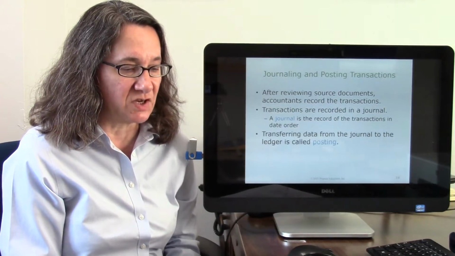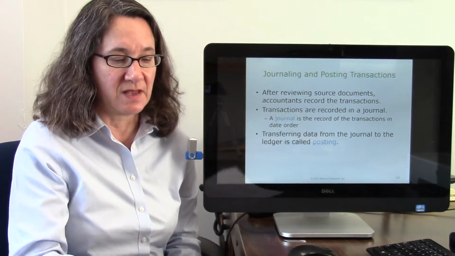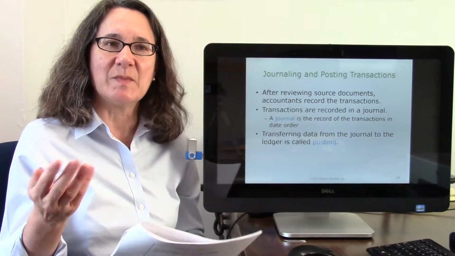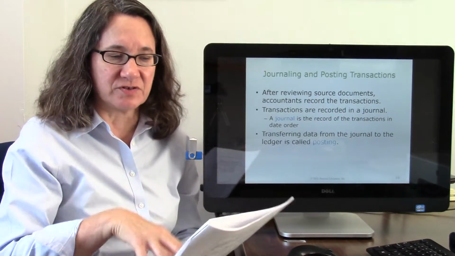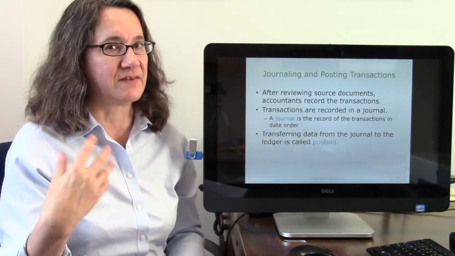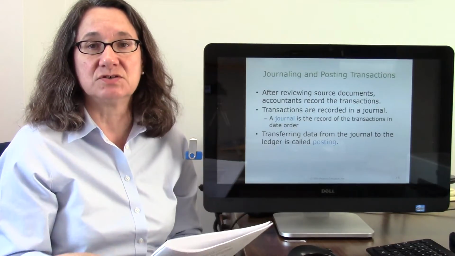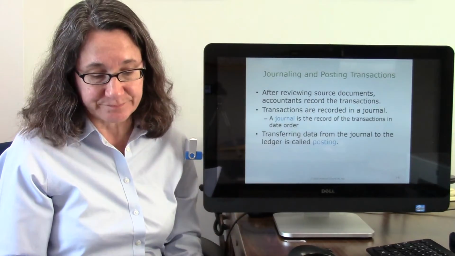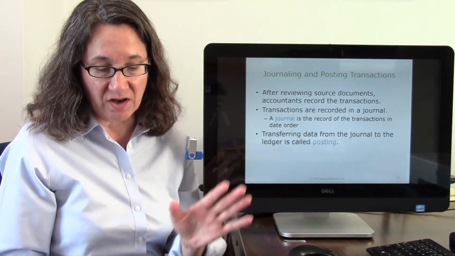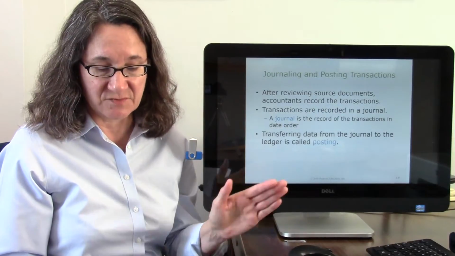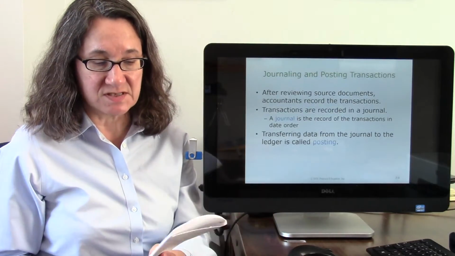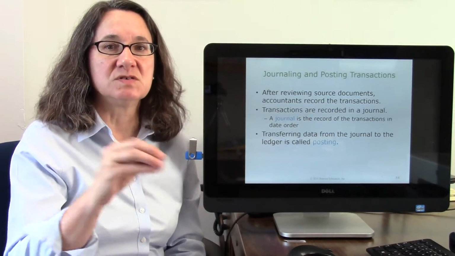Accountants use the source documents to record transactions in the journal. A journal is a record of the transactions in date order. So you can imagine, in Monopoly our journal just goes in date order. As you do a transaction, you write it down. Do a transaction, write it down. That's all a journal is. It's just a chronological listing of what happened. The journal is not a record holding all of the accounts. So data has to be transferred from the journal to the ledger through the posting process. We call this posting to the ledger.